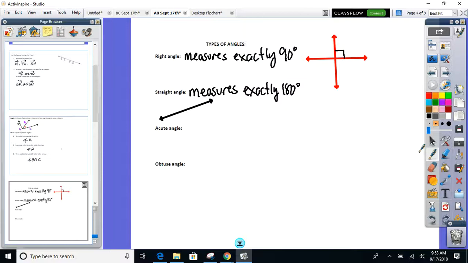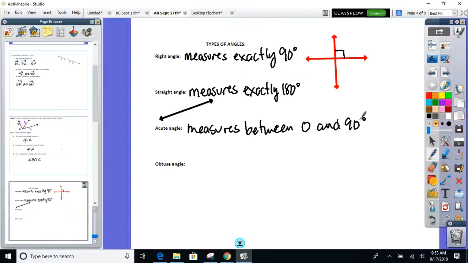What about acute? You remember that one? Yes, less than 90, but I'm actually going to get a little bit more detailed because you can, not this year, but next year, you can have negative angles. So I'm going to say between 0 and 90. Measures between 0 and 90.